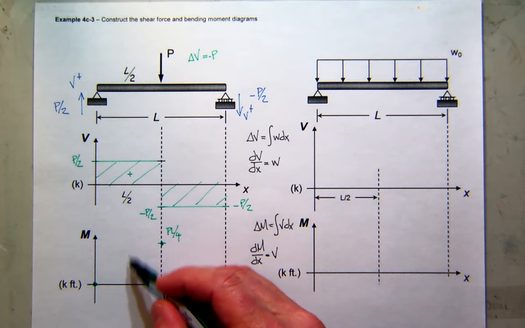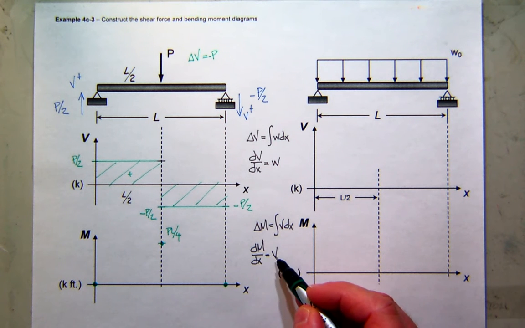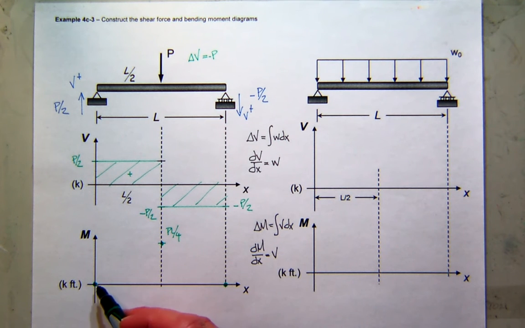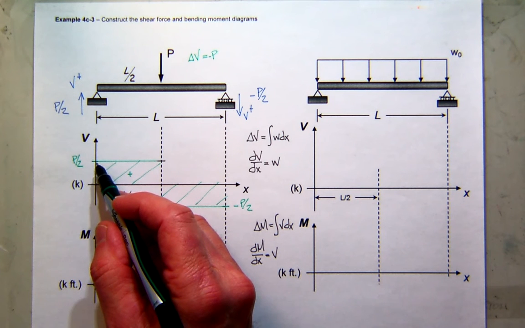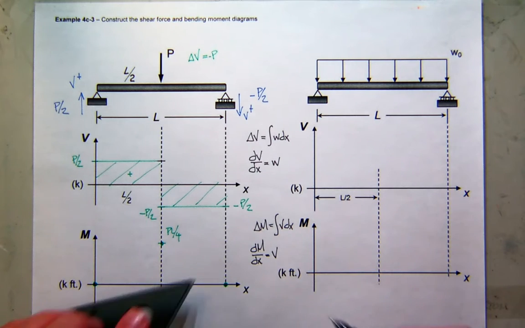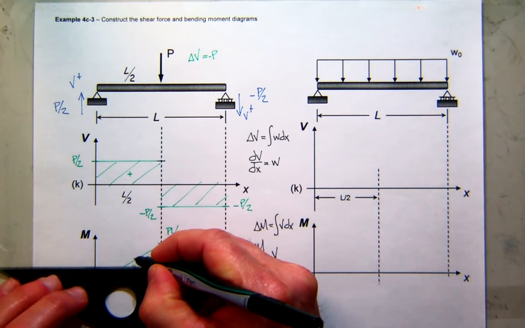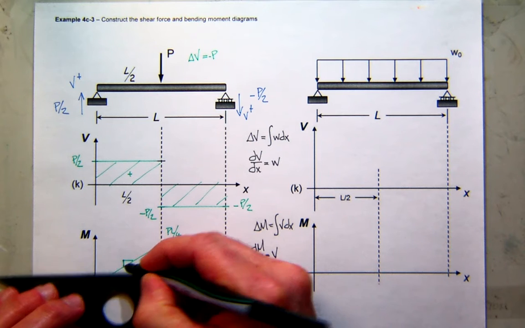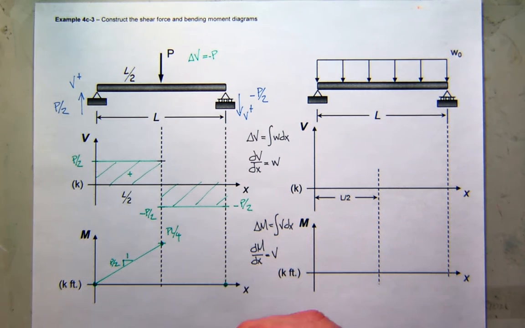What's the shape of the curve here in between? Well, the slope of the moment diagram is given by the shear, and the shear at the beginning is positive P over 2, and does it change? No. So constant positive slope. So that would be P over 2 to 1. There's the slope.